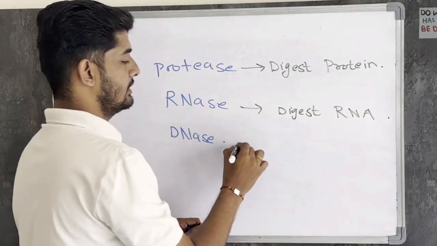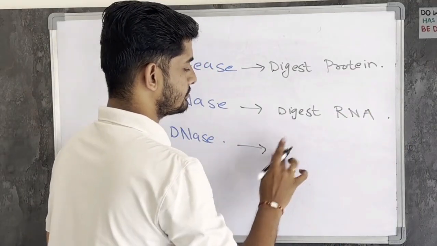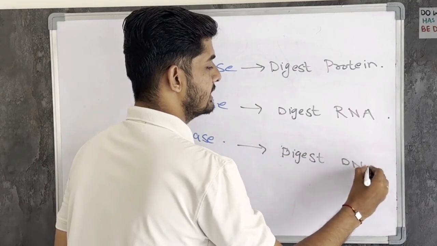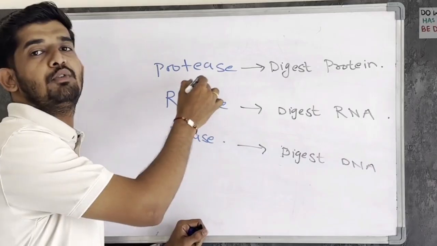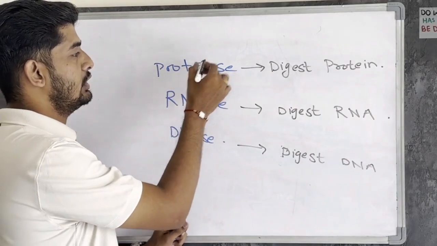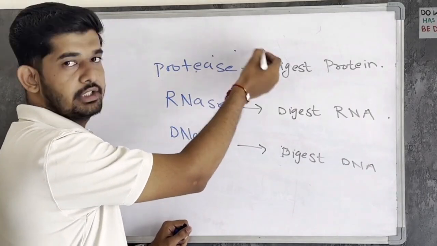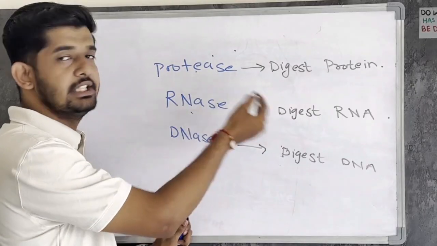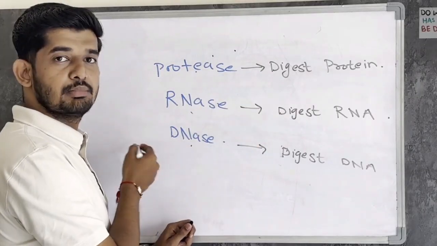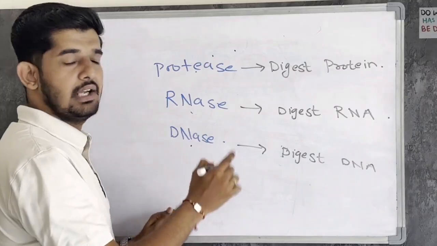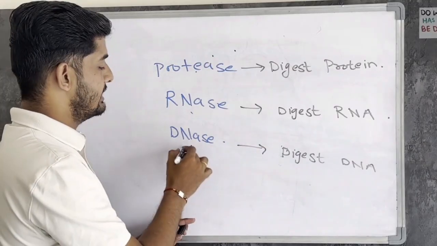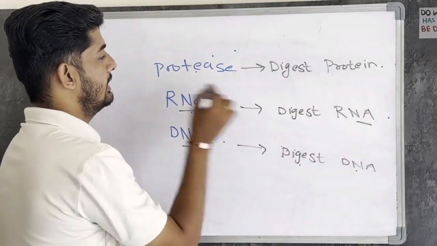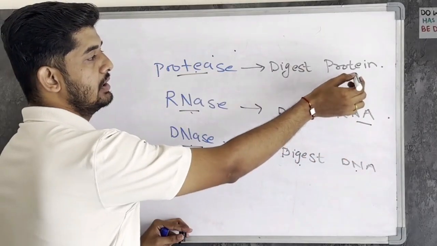And the DNAs will digest the DNA, and they will not have any type of other actions on any other. This protease will not act on RNA or DNA. Similarly, RNAs will not act on the protein or the DNA, and DNA will not act on the proteins and the RNA. They have only specific work, that is DNAs will only digest the DNA, RNAs will only digest RNA, and protease will only digest the protein.